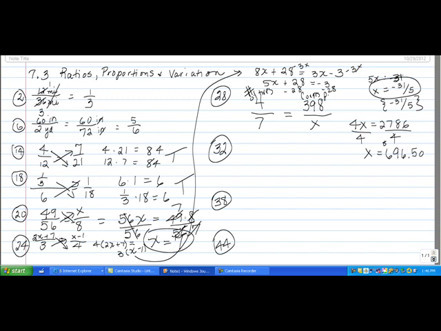Okay, in 32, sales tax on a $16 DVD is $1.40. Okay, $16 and $1.40, so I'm doing the price and the tax. Okay, how much would the sales tax be on a $120 Blu-ray disc player? So 120, what we don't know is the tax. So I have 16x equals 1.4 times 120.